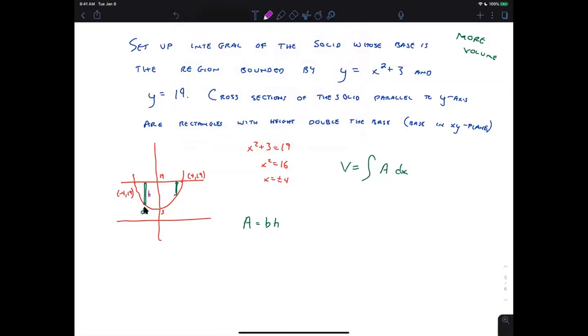The height is coming up out of the page because it tells you the base is in the XY plane. Well, the height is double that, right? And so the base is the distance from here to here.